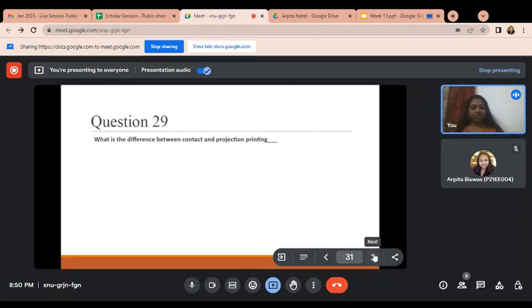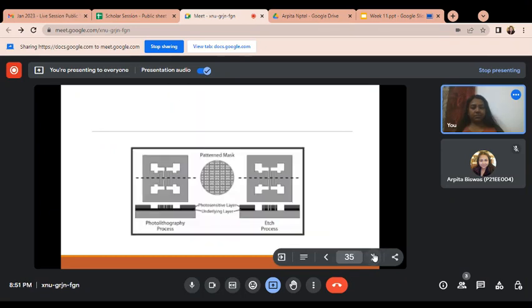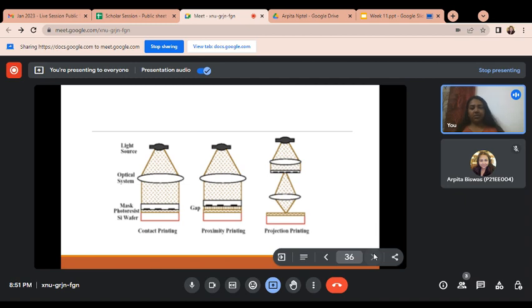By this figure you can see, in the first figure, the contact printing lithography process, where the light, optical source and mask and photoresist and silicon wafer.